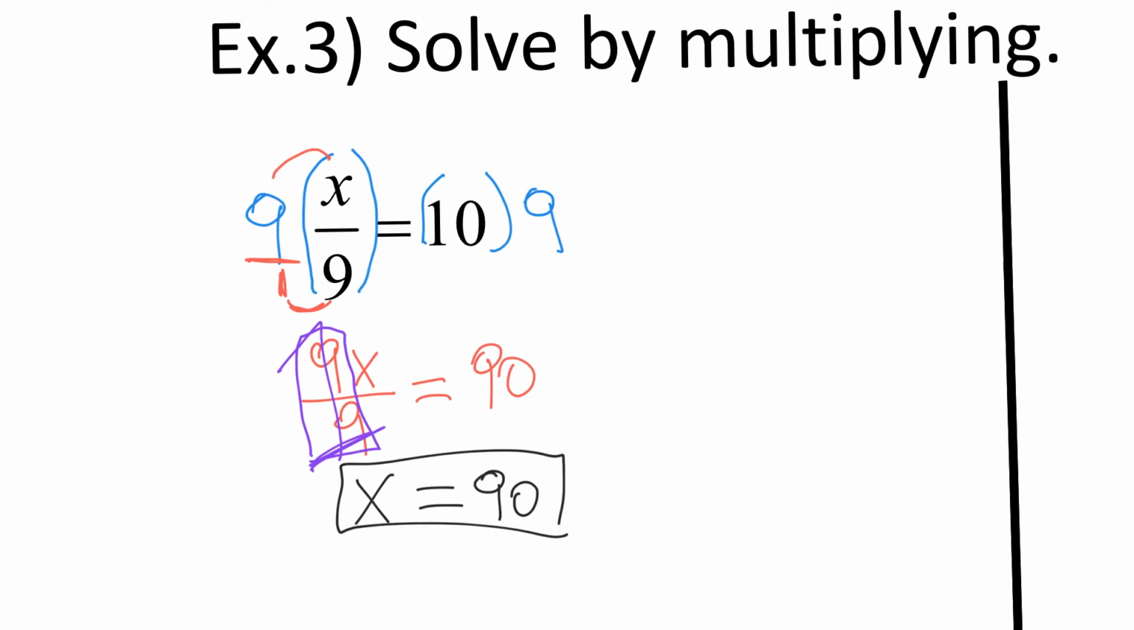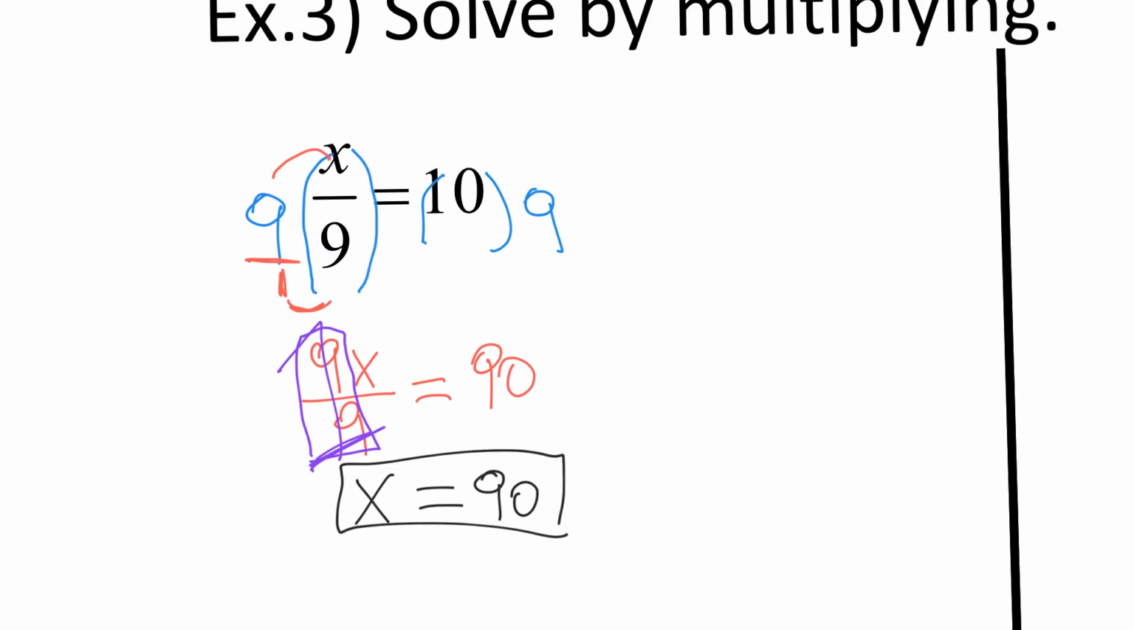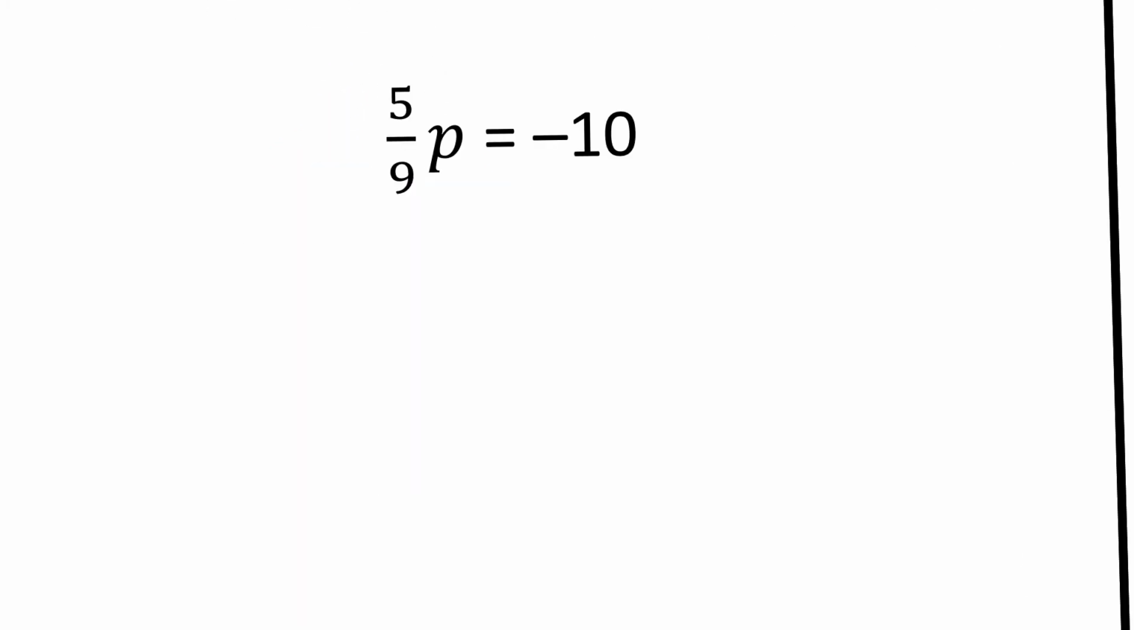Now what about if you have a number on top of the fraction? So let's look at the other example. In this example, you have a 5 on top of the fraction, a 9 on the bottom, and the p is on the right side of the fraction. That's okay. You still have a fraction. But you are going to multiply by the denominator, and the denominator, one more time, is 9. So I'm going to multiply this by 9, and I'm going to multiply the other side by 9.